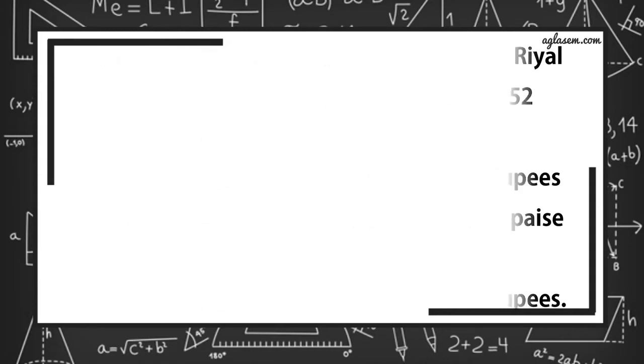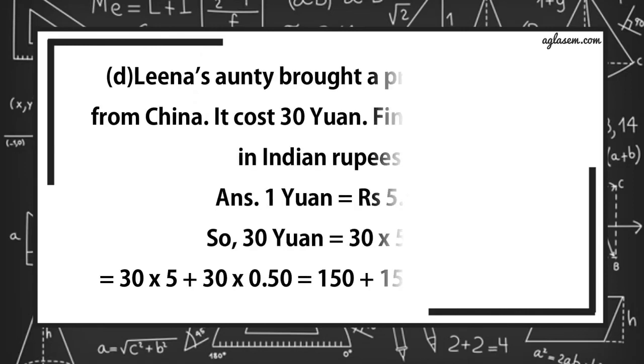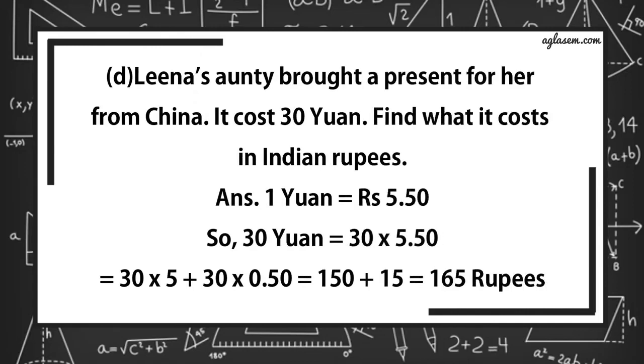Further, D part says, Leena's auntie brought a present for her from China. It cost 30 yuan. Find what is the cost in Indian rupees. Answer is 1 yuan is equal to rupees 5.50. Therefore, 30 yuans will be 30 into 5.50. That will give you 165 rupees.